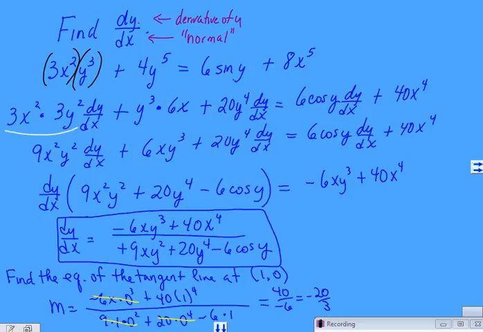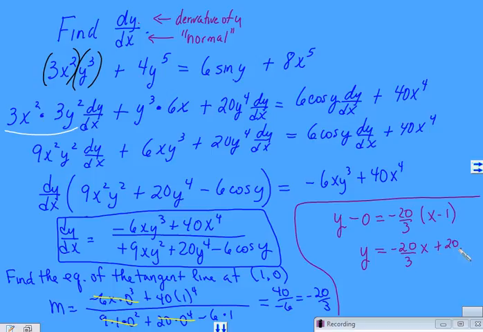They want the equation of the tangent line, so you can come up here and go, okay, point slope land. I have my coordinates because I got 1, 0, I got a point, I got a slope. So y minus my y coordinate of 0 equals my slope of negative 20/3 times x minus my x coordinate, which is 1. And in that case, then, I'm going to end up with negative 20/3 x plus 20/3. And there would be the equation of my tangent line. So you can still find the equations of tangent lines, even with these very messy expressions.